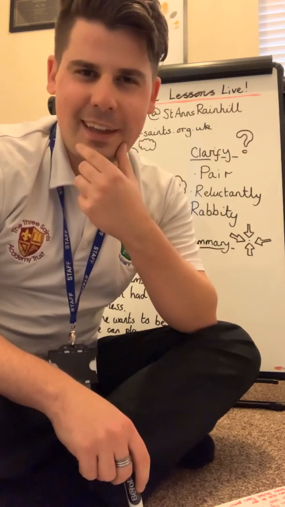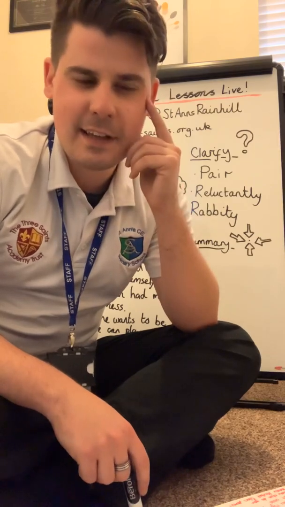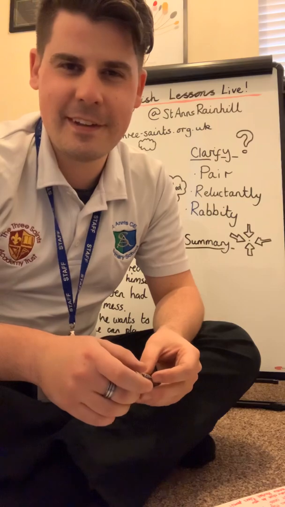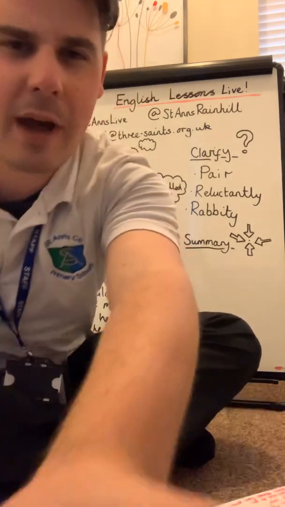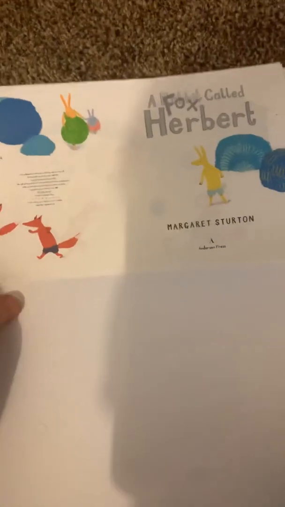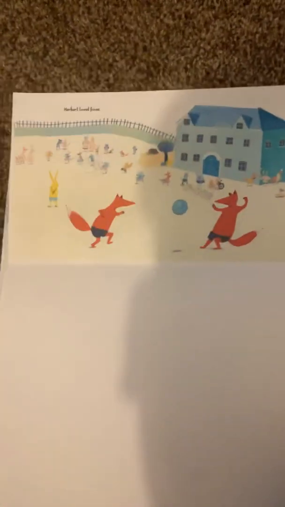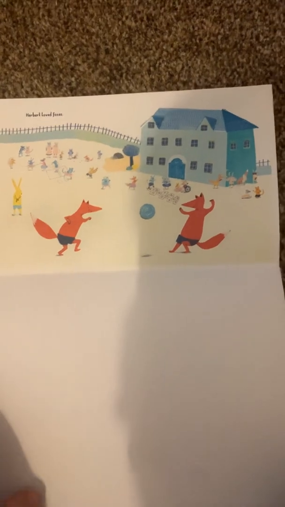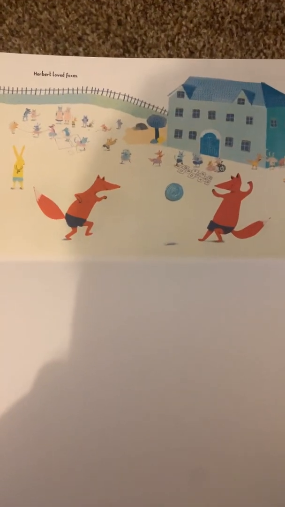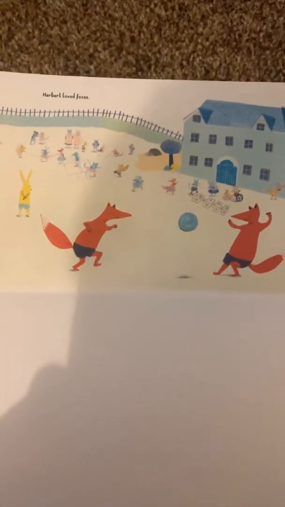That's really tricky. Have a little look through your text and see if you can find it. If you do, pause, write your answer down, and then come back to us. So how else do we know he likes foxes? Well, let's have a little look. We want to find some evidence in the text. We could say that in the picture he's always watching them, but more often we want to see if we can find evidence in the text rather than in the pictures.